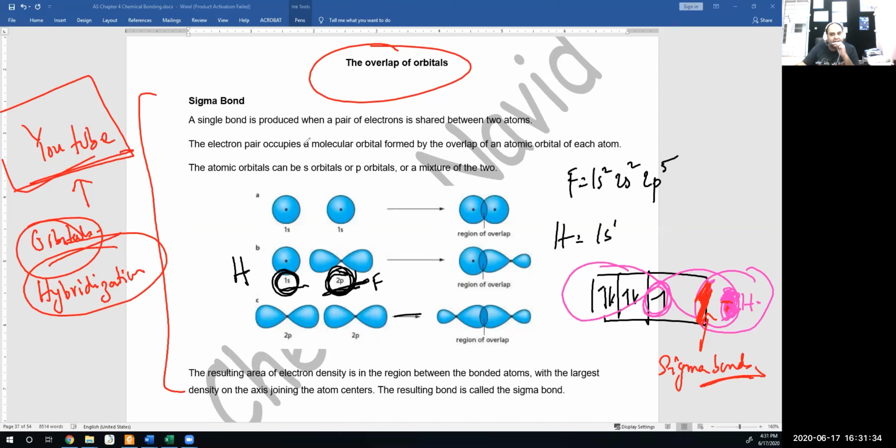Before that, next class, we're going to have a half an hour exam. Not a quiz, a half an hour or 45 minutes exam. Everything we have studied so far is your syllabus. The first chapter? No, just chemical bonding.